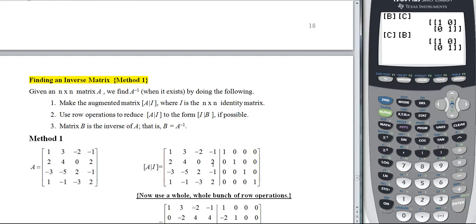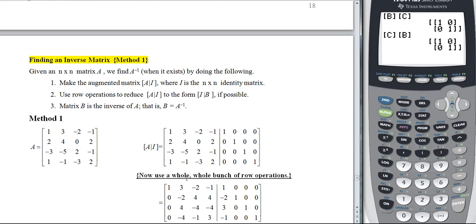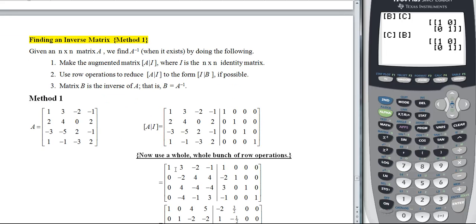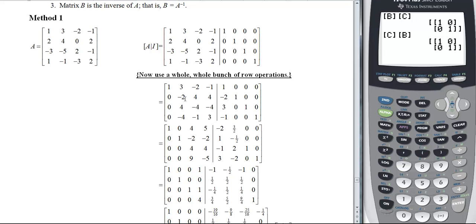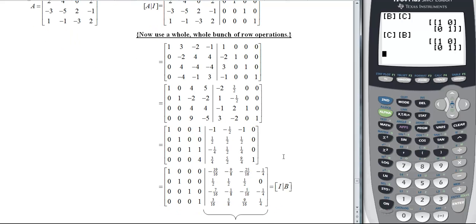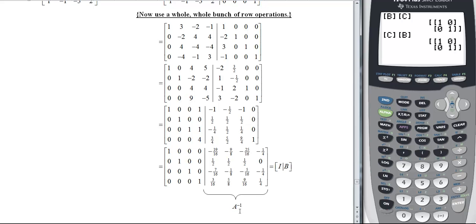I didn't indicate what my row operations are because you should know that. But here's the A, here's my identity, and now I used a whole bunch of row operations. I made my 1s already there, but I used that to make zeros. Multiplied by a -1/2 to make a 1, and then I used that to make zeros. You'll notice I'm transforming the left-hand side to the identity matrix. So I ended up with this, and this matrix on this side is my A inverse.